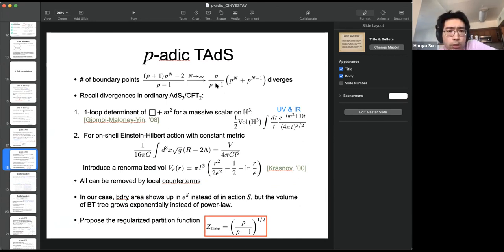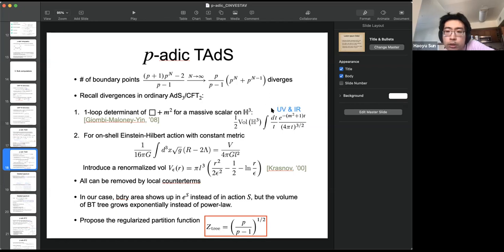So now let's step back and recall some common divergences in the ordinary ADS3 CFT2 computations. First, if we compute the one-loop determinant of the same operator for massive scalars on the hyperbolic 3 space, we will get something like this. It includes both UV and IR divergences. The total volume of the spacetime is the IR divergence, and the T, which you encounter in the computation, if it goes to 0, is also divergent.